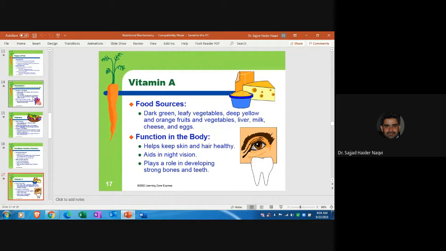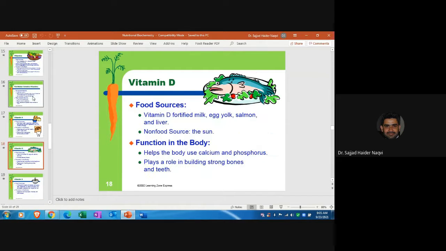Now, let's quickly go through a few of the types. Vitamin A. The food sources include dark green leafy vegetables, deep yellow and orange fruits and vegetables, liver, milk, cheese, and egg. And also the picture, which is in all the slides, but fixed here, this carrot. Carrot is a good source of a precursor of vitamin A. Its functions in the body: it helps keep skin and hair healthy, is required for night vision, and plays a role in developing strong bones and teeth.